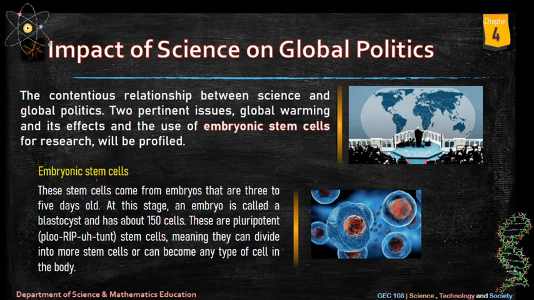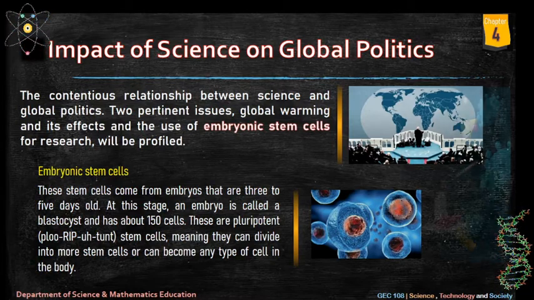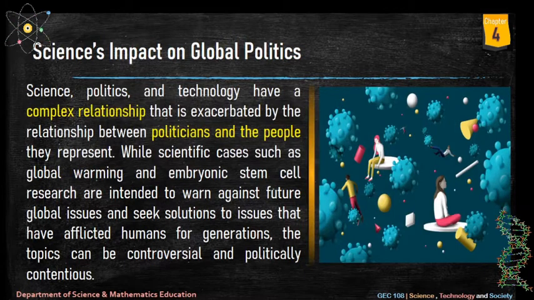These stem cells come from embryos that are 3 to 5 days old. At this stage, an embryo is called a blastocyst and has about 150 cells. These are pluripotent stem cells, meaning they can divide into more stem cells or can become any type of cell in the body.